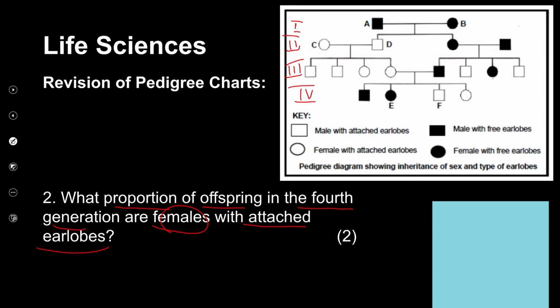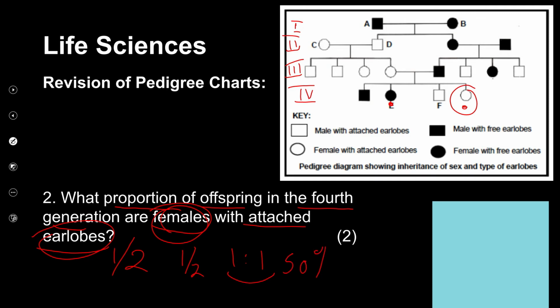So we've got to determine in the 4th generation what is the proportion of females with attached earlobes. If we look at the 4th generation, we've got 1 female here, we've got another female. So we've got 2 females, and of the 2, one of them has what we refer to as the attached earlobe. So this individual here has the attached earlobe. Simply put into a ratio, of the 2, there's 1 out of the 2. So we can say that there's 50% of them that have an attached earlobe.